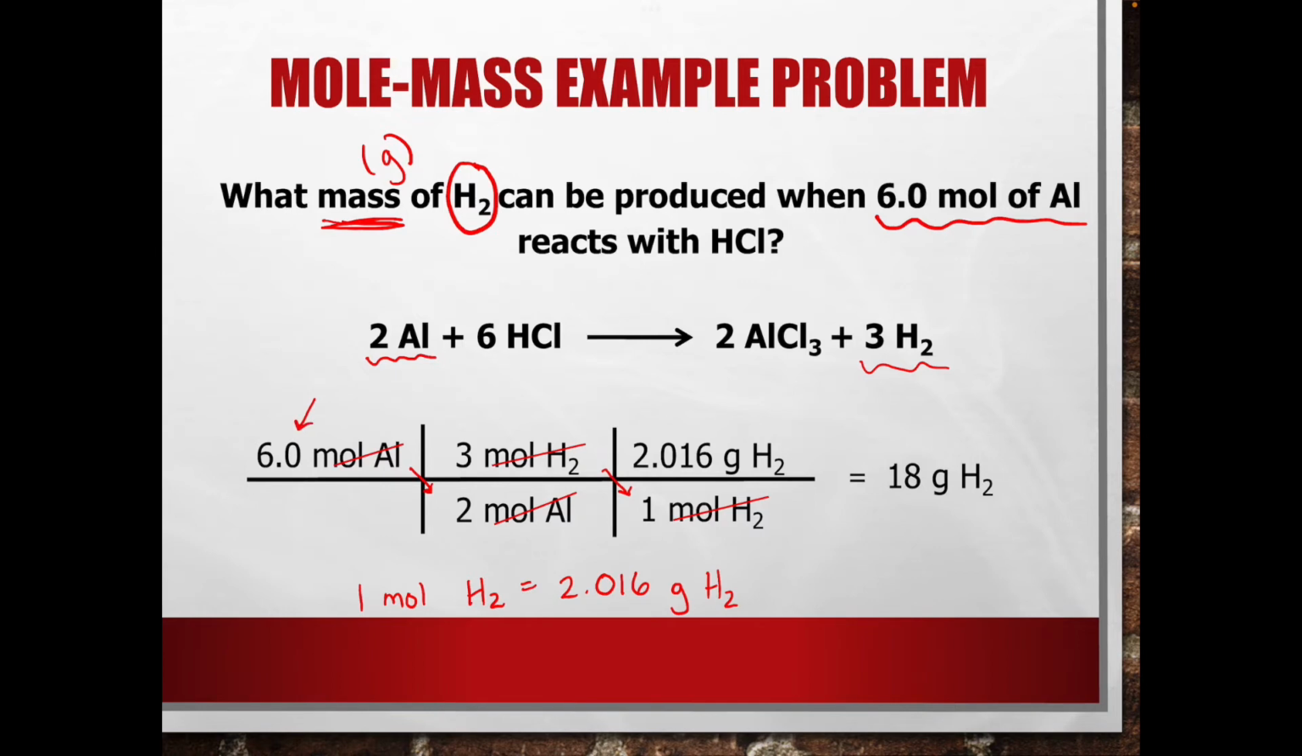All right, so just to review, we started with moles of aluminum and we converted moles of aluminum into moles of hydrogen. We were able to do that from the beginning because we were already in moles. Once we found moles of hydrogen, we used the molar mass to convert moles of hydrogen into grams of hydrogen, just like we've done in previous chapters.